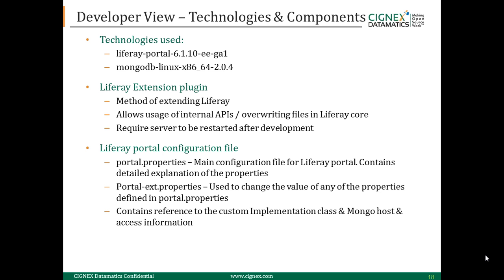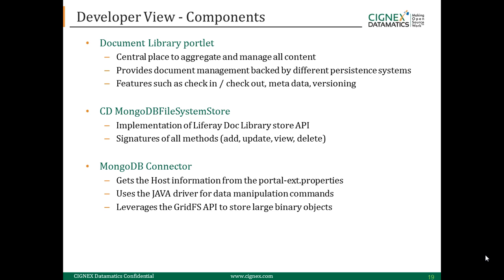The server obviously needed to be started, and some of the files which we changed were basically portal.properties and the portal extension properties. We added references to the various implementation classes and MongoDB hosts in this. We customized the document library portlet as I had discussed. We have built our own implementation on top of the document library. We called it the MongoDB file system store.